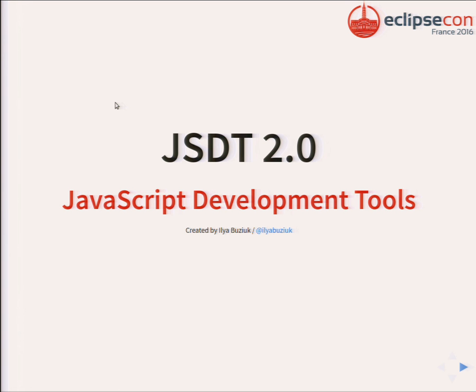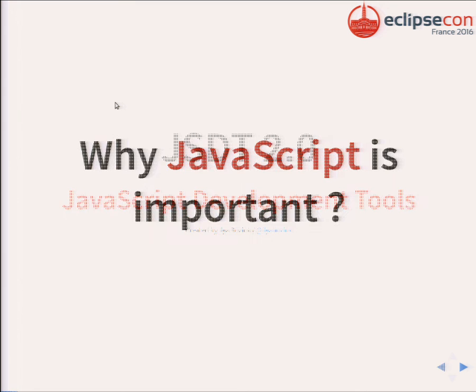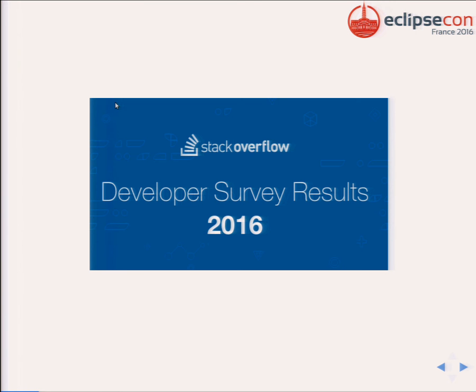So today, I'm going to show you what's new in the Neon release, which is part of JSDT 2.0, show you the demo with all the things in action, and outline our plans for the future for Neon+1 and beyond. But first of all, I wanted to talk about JavaScript in general a little bit, and why JavaScript is important, and why it is important for Eclipse in particular.